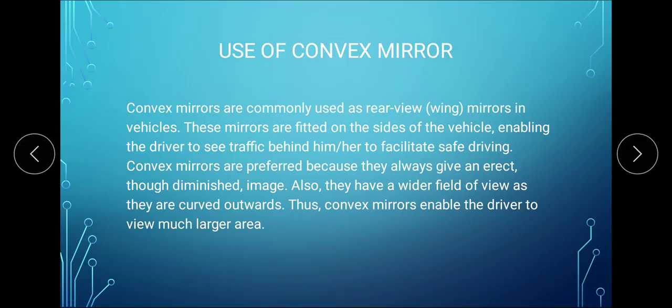Moreover, they are curved outwards, बाहर की तरफ कर्व्ड होते हैं जिसकी वजह से इनका फील्ड व्यू ज़्यादा होता है. Right students, due to larger field view and due to the property of formation of erect and diminished image, they are widely used as rear view or wing mirrors in vehicles.